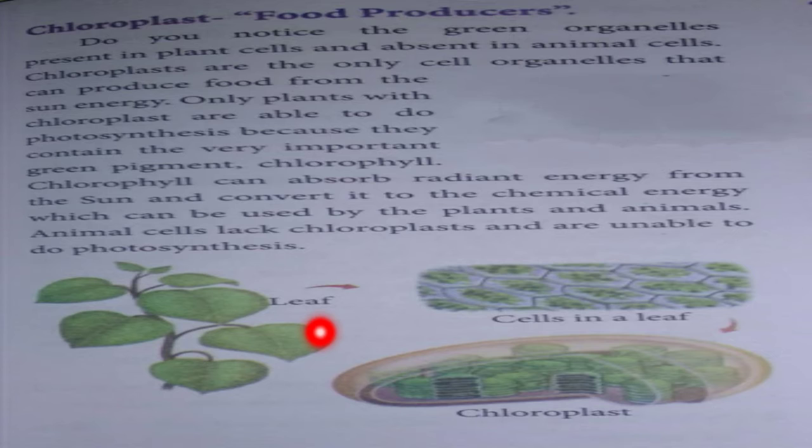Chlorophylls can absorb radiant energy from the sun and convert it to chemical energy, which can be used by the plants and animals. So animal cells lack chloroplasts and are unable to do photosynthesis. Plants only have chlorophyll, so they do the photosynthesis process.